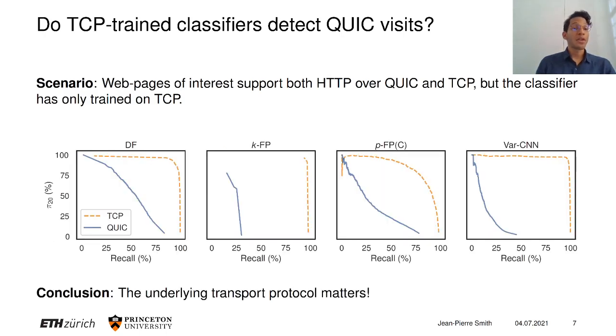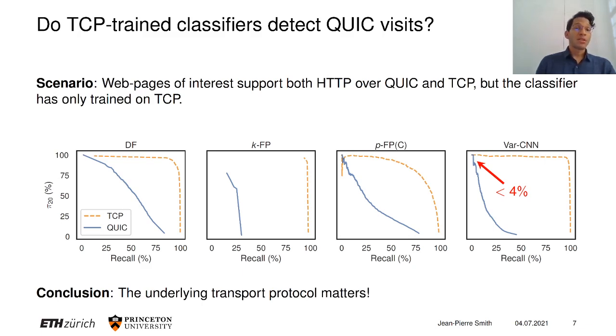And what we found was, here the underlying transport protocol matters. Consider the Varcinian classifier. When it was able to detect TCP samples with nearly 100% precision and recall, it was only able to detect less than 4% of the QUIC samples. That means 96% of the QUIC samples were actually evading detection for this classifier. The other classifiers did not perform significantly better, and most were unable to detect the majority of the QUIC monitored samples. Therefore, an adversary will now need to consider both protocols in his future endeavors.